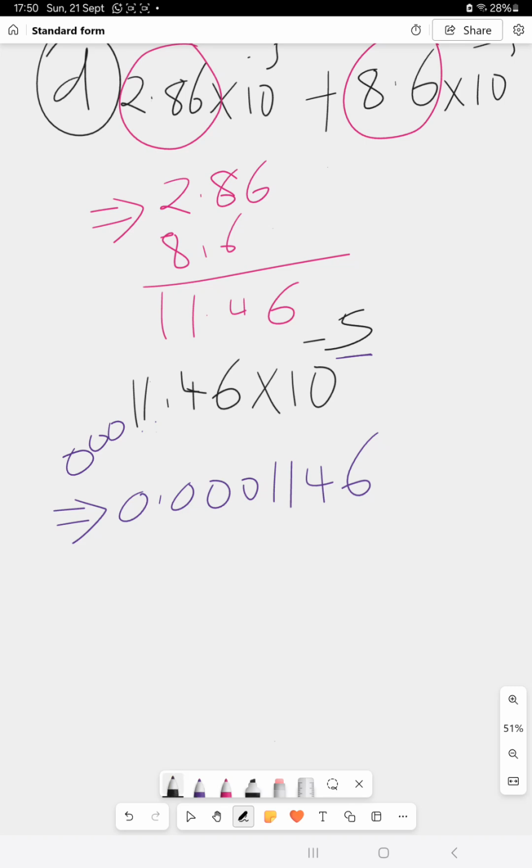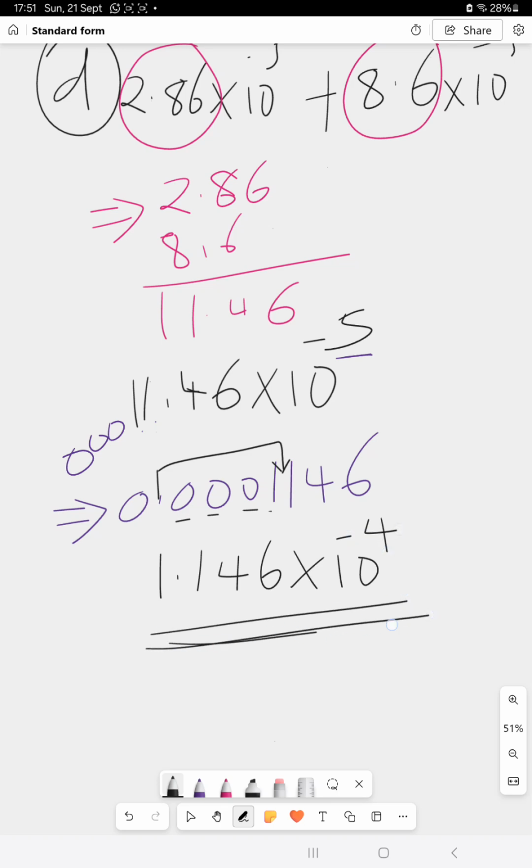Now let us write this number in standard form. Now we are moving the decimal from this point to the first 2 digits, which is between the 1 and 1, and therefore it is 1.146 times 10 raised to negative 4. Negative 4. This is the final answer.